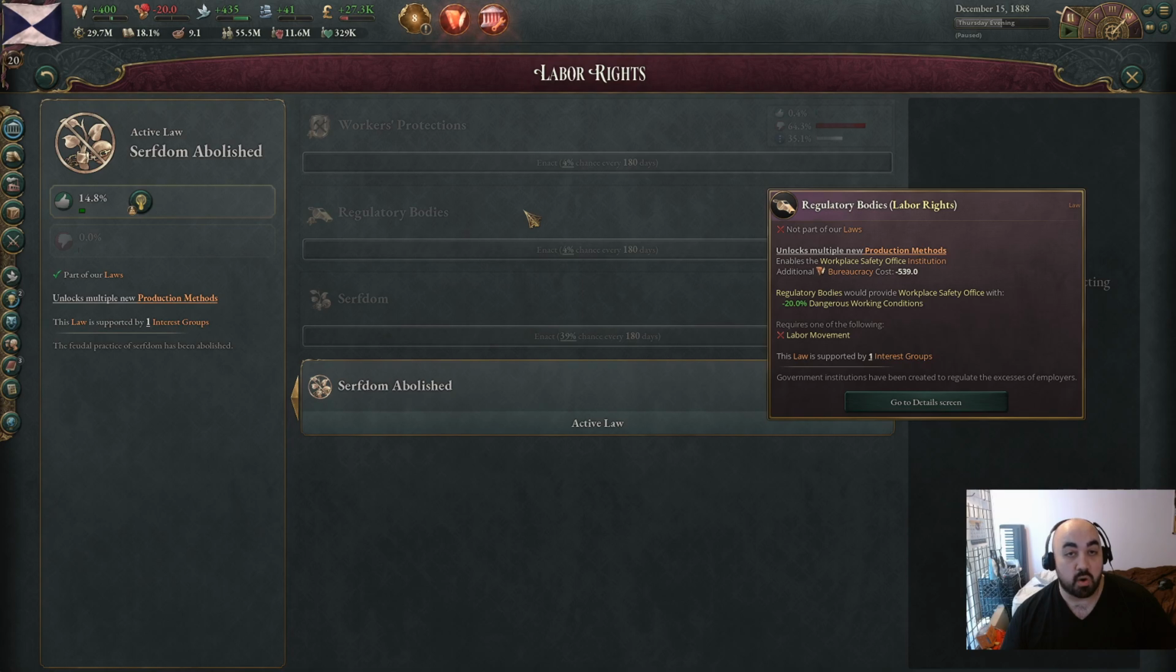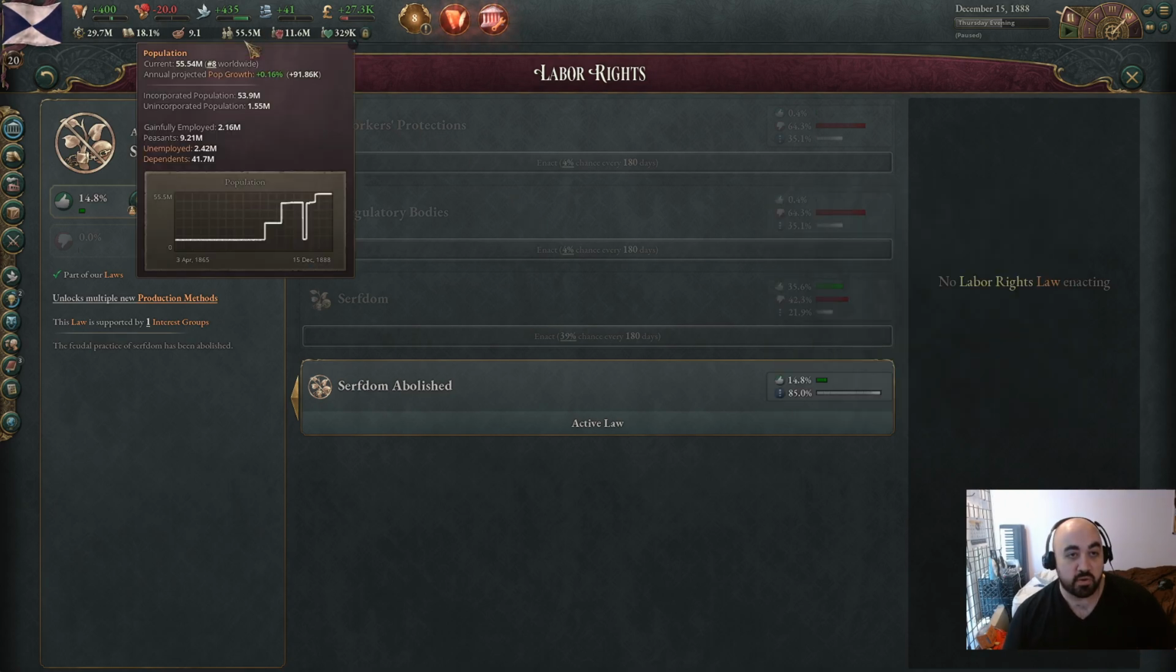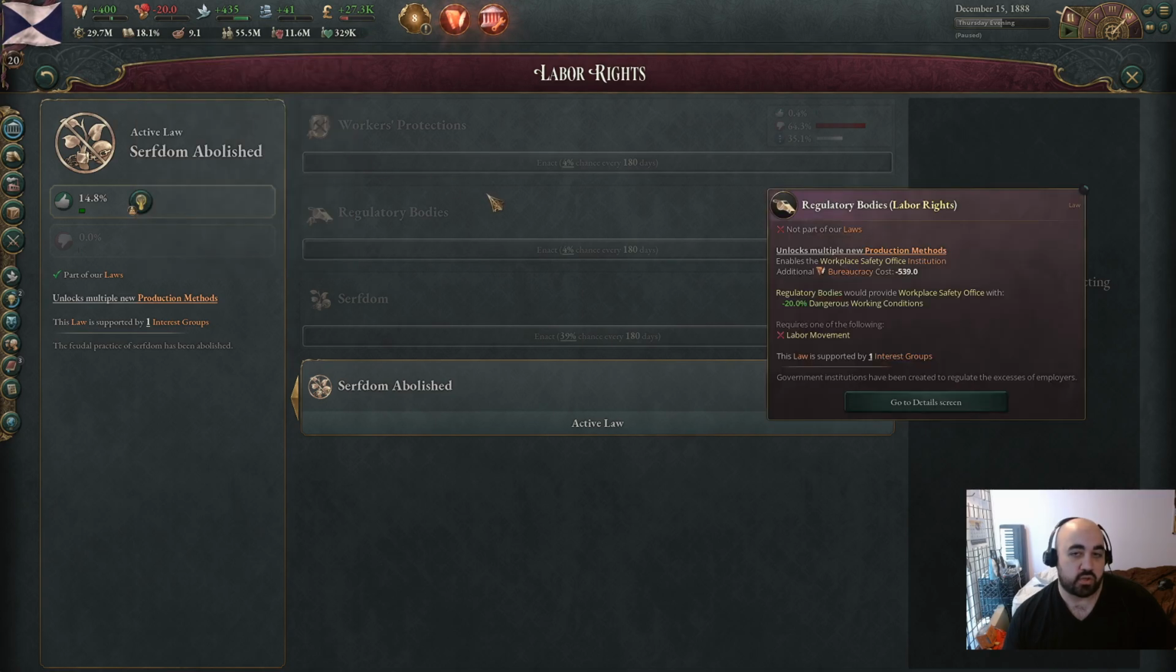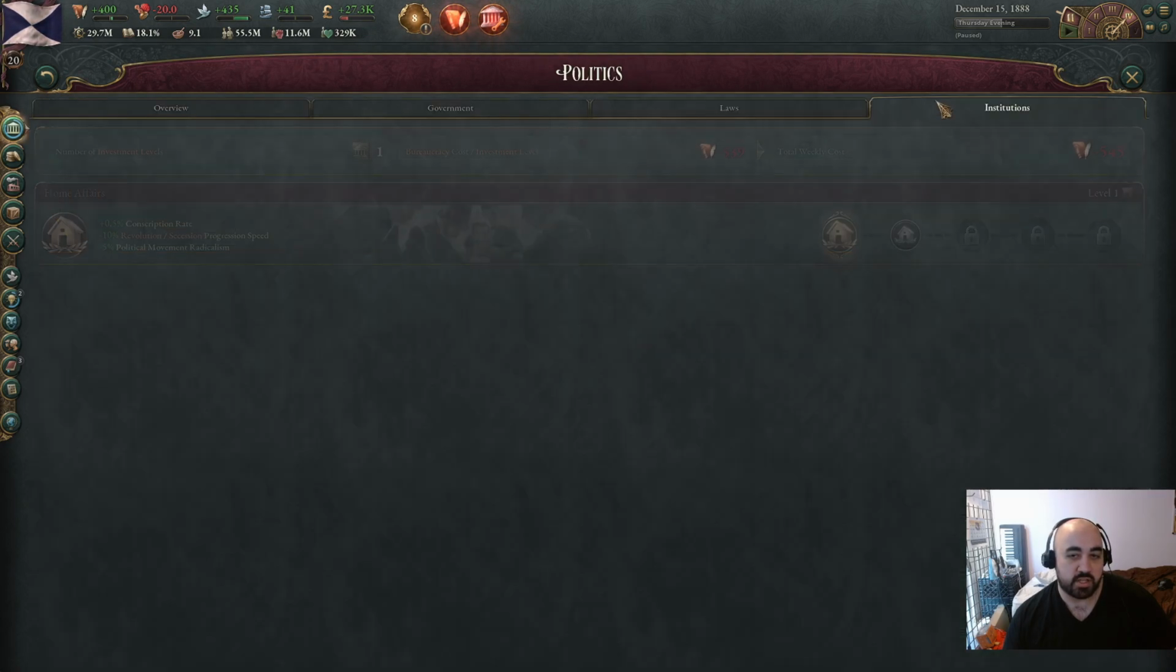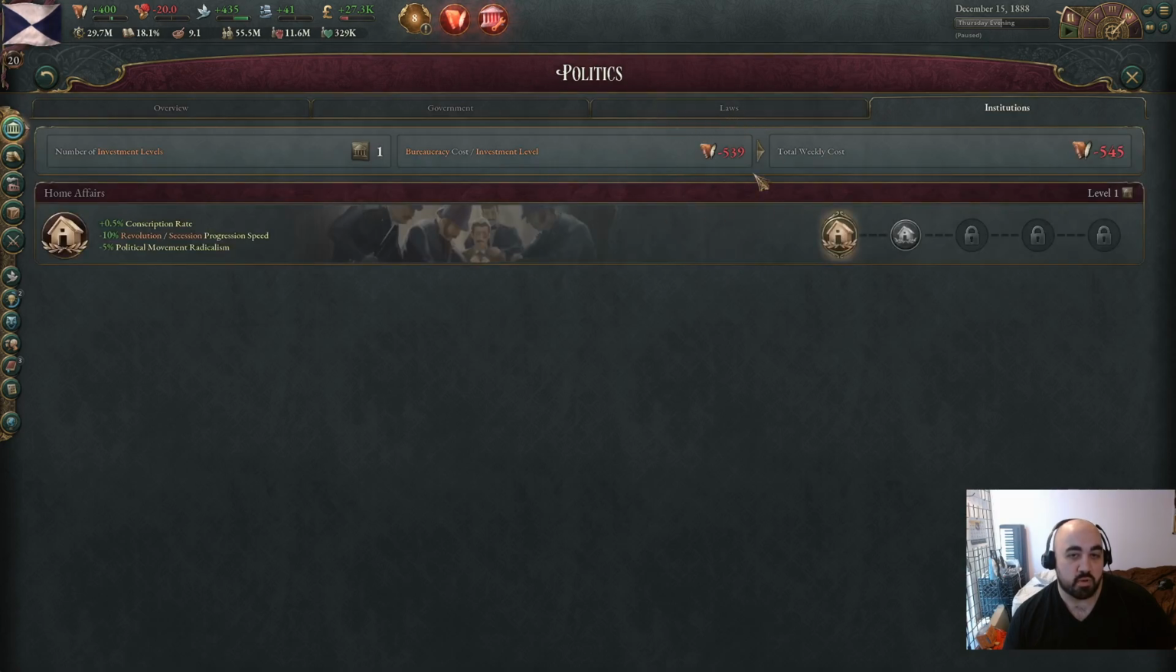If you are getting most of your pops from migration, this is not important. Once you have a really large population size, these become more important, and this is the good way to evaluate it. If your population is just straight vertical from migration, you really don't care about these at all. And if it's not, then you care a lot. Although usually, if you have a lot of migration, you can also afford to put the institutions in because you have a relatively low population, and your institution bureaucracy cost per level is probably going to be low.